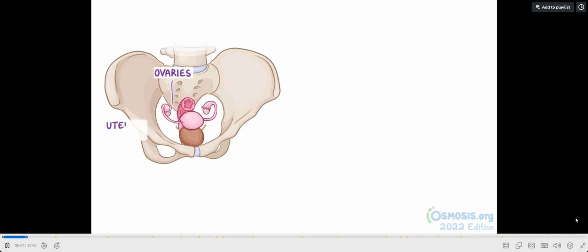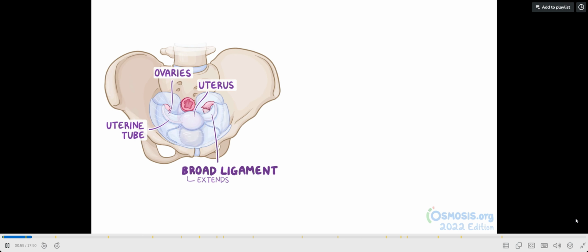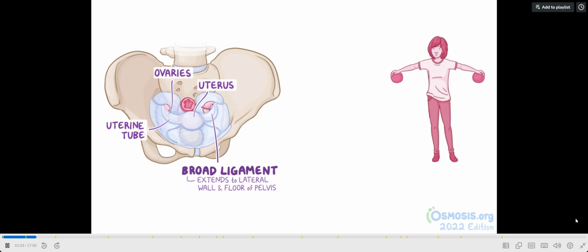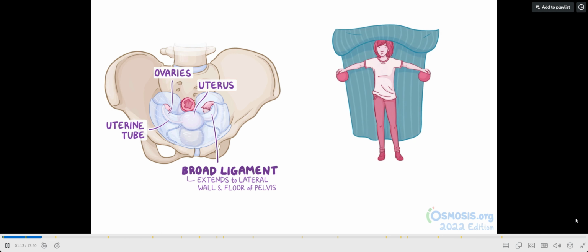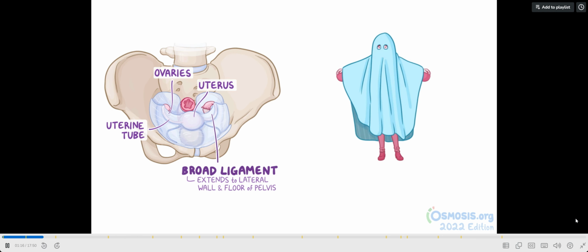Now, the ovaries, uterine tubes, and uterus lie within the pelvis and are covered by a double sheet of peritoneum called the broad ligament. This extends from the sides of the uterus to the lateral wall and floor of the pelvis. To visualize the broad ligament, imagine yourself standing with your arms outstretched, holding a ball in each hand. Your body is the uterus, your arms are the uterine tubes, and the balls are the ovaries. Now, a sheet is draped over you, and this sheet represents the peritoneum. You can see now how the broad ligament of the uterus is a double fold.